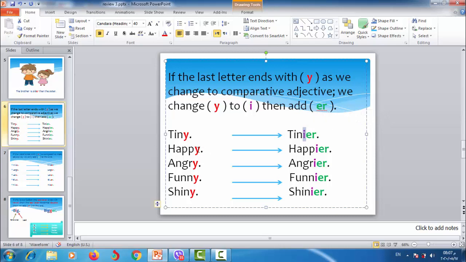The same thing to happy. Happy ends with Y, then to add ER we have to first of all change Y to I, then adding ER. Angry. Look, angry ends with Y, then to change this word to a comparative adjective we have to change Y to I, then adding ER. The same thing to funny and shiny.